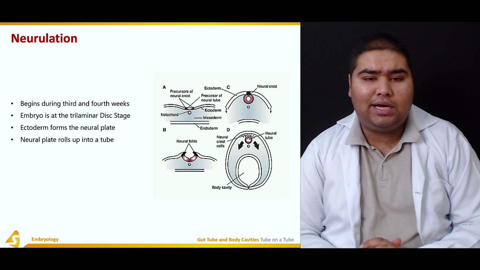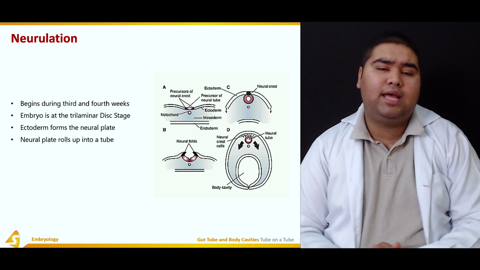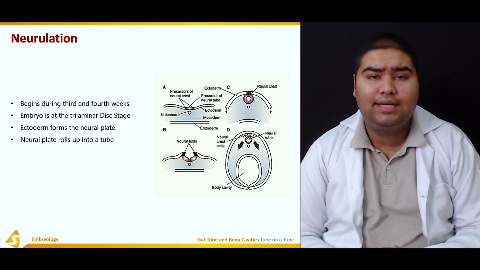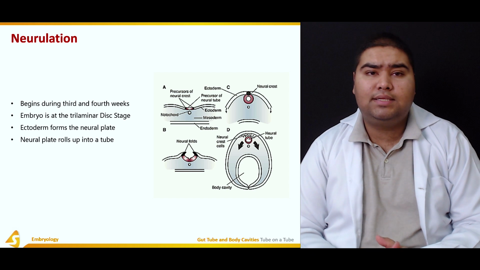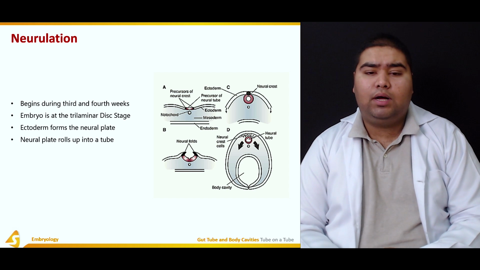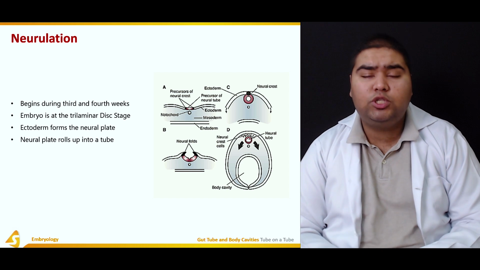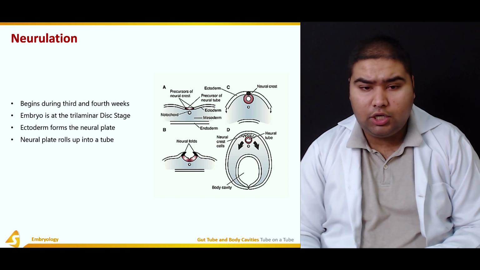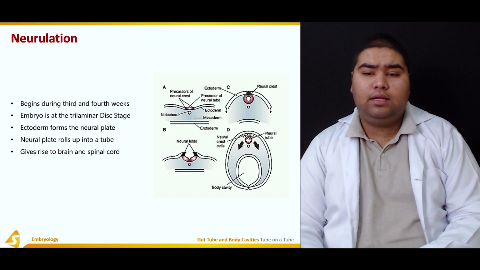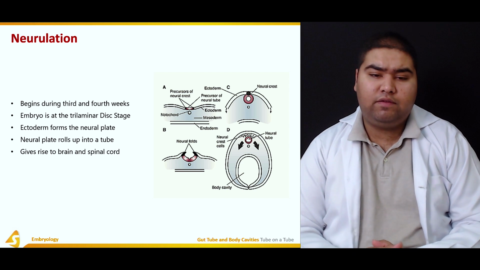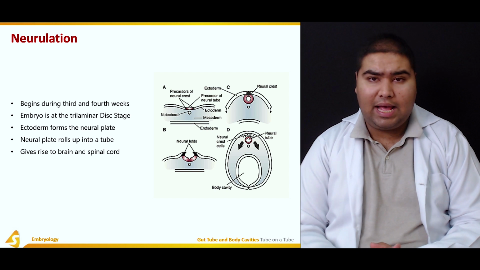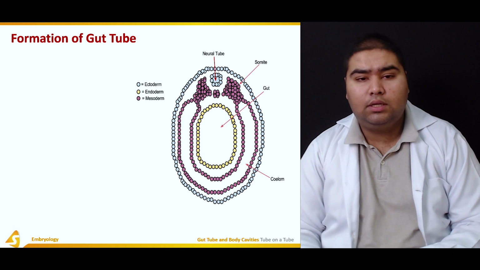It occurs during the 3rd and 4th week. The embryo is initially at the trilaminar disc stage. Now, the ectoderm initially forms the neural plate, which rolls up to form the neural tube. The neural tube in the future will give rise to brain and the spinal cord.